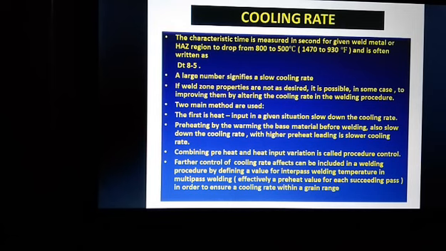Further control of the cooling rate effect can be included in the welding procedure by defining a value for an interpass welding temperature in multipass welding. Effectively, a preheat value for each succeeding pass is ordered to ensure a cooling rate within a given range.